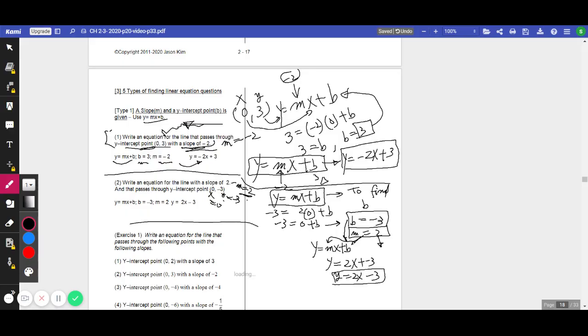So to recap this, again, you plug the known values, which are m, x, and y, into y equals mx plus b to find the b value. And once you find the b value, you plug it back into the original y equals mx plus b, and then you find the final equation of the line.